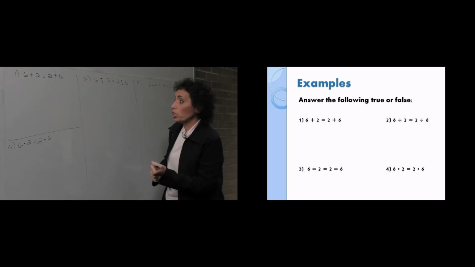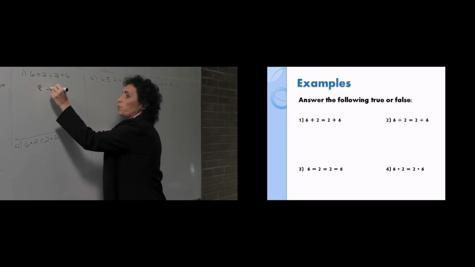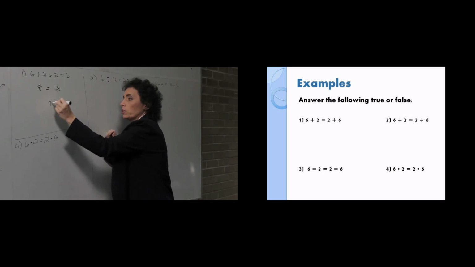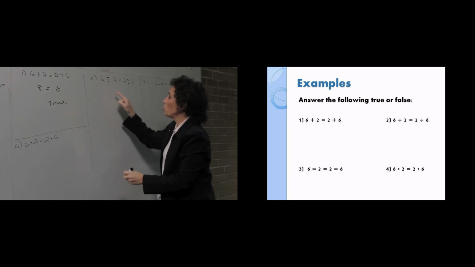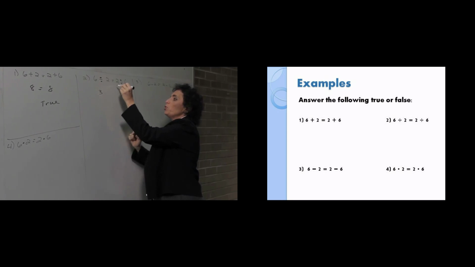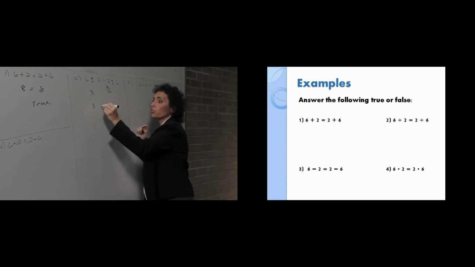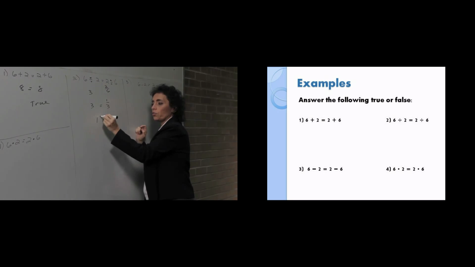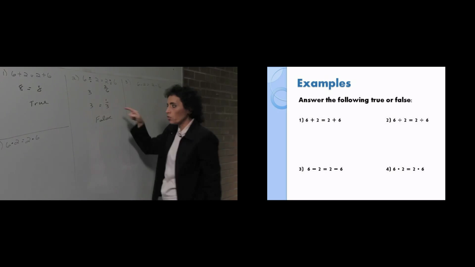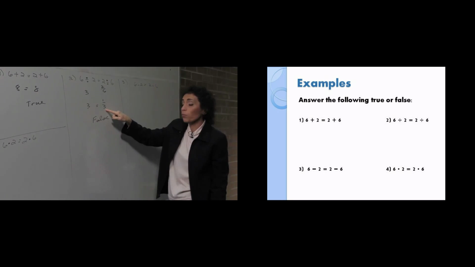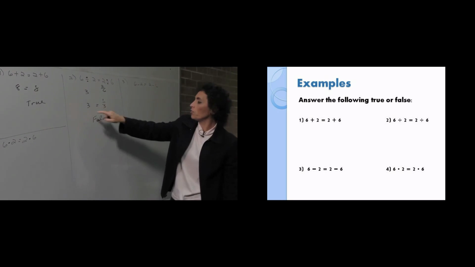Okay, 6 plus 2. 6 plus 2 is 8. 2 plus 6 is 8. So that's true, right? Here, 6 divided by 2 is 3, but 2 divided by 6, that's not 3. 2 divided by 6 is 1/3. So this is false. This is 0.333 repeating, less than 1. And this is 3.